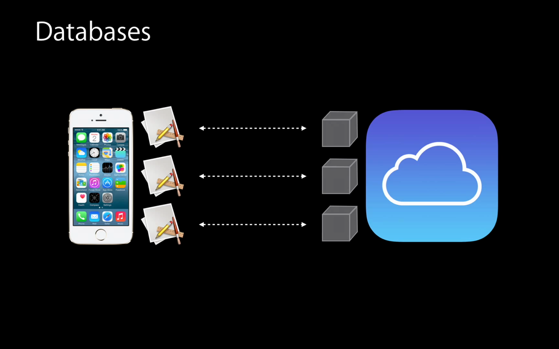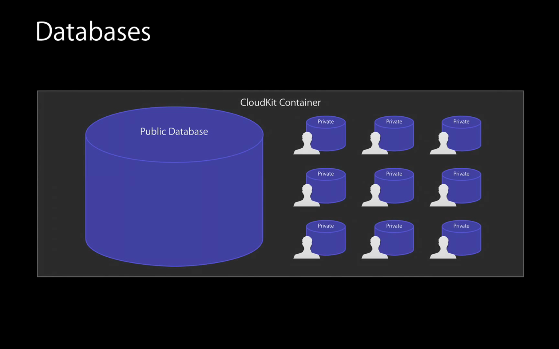Let's break open a container and have a look inside. Inside of a container, you're going to notice first and foremost the public database. This is the soup. This is where all of the public and communal data co-lives, co-mingles. Additionally, you're going to notice that there are private databases. And you're going to find that there's an individual private database for each user of your application.